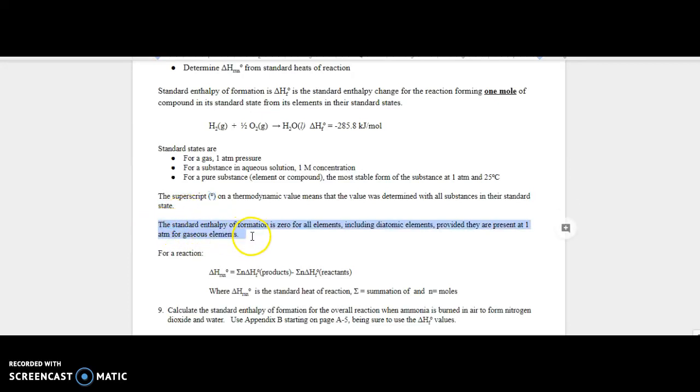And then this is another important concept for you to know: the standard enthalpy of formation is 0 for all elements, including diatomic elements, provided they're present at 1 atm for gaseous elements. So that's another definition they will not give you in the exam. You'll need to know that.